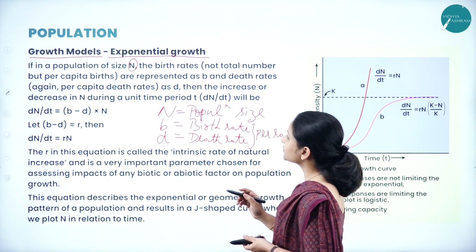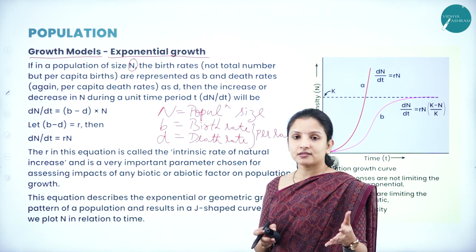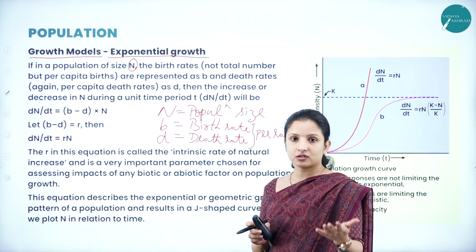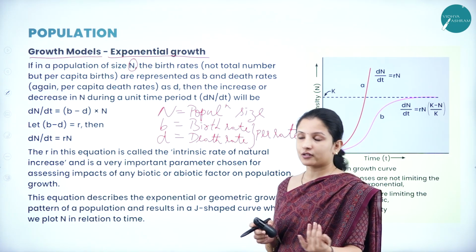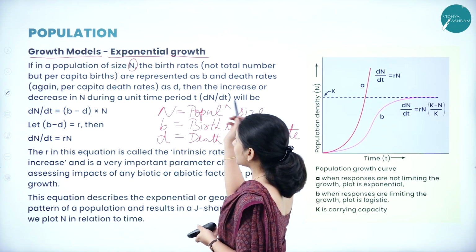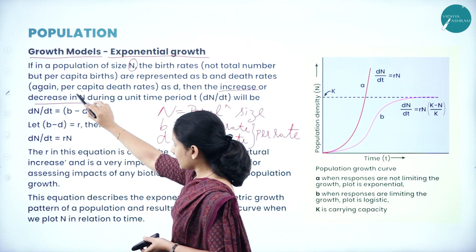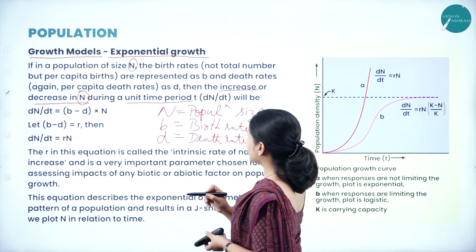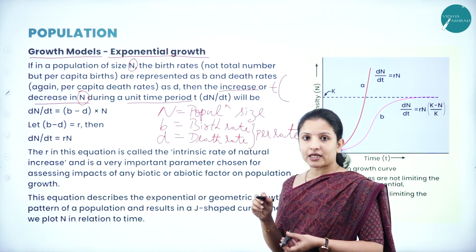Then the increase or decrease in N. Of course, it can be an increase or decrease in the population density. It will be an increase in population density if the birth is more. It will be a decrease in population density if the death is more, right? So then the increase or decrease in the population density, that is N, during a unit time period. So what is the unit time period? Here it is t.